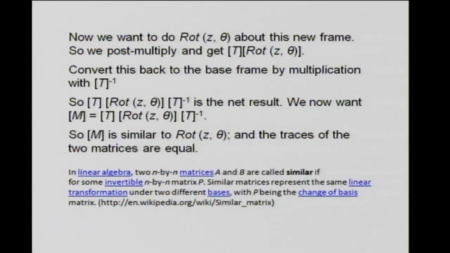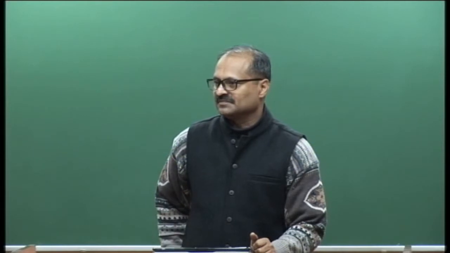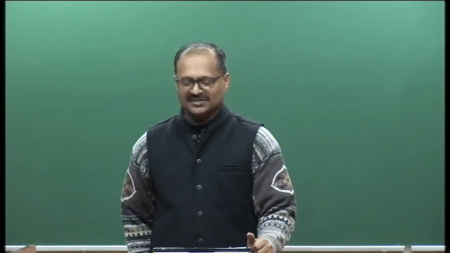It says two n by n matrices A and B are called similar if for some invertible n by n matrix P, similar matrices represent the same linear transformation. So this is interesting, but anyway, this is a property: similar matrices represent the same linear transformation under two different bases. Okay, now this is American, in English you write it as basis, but anyway, the same thing.